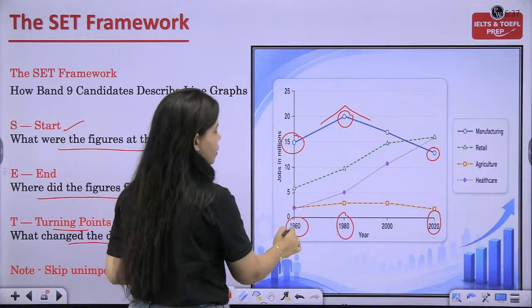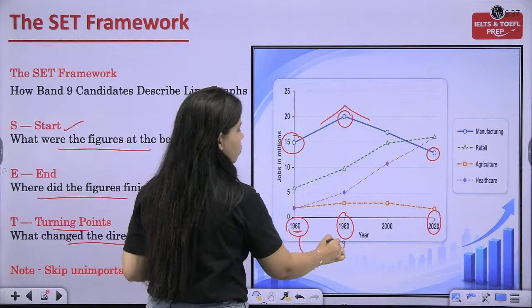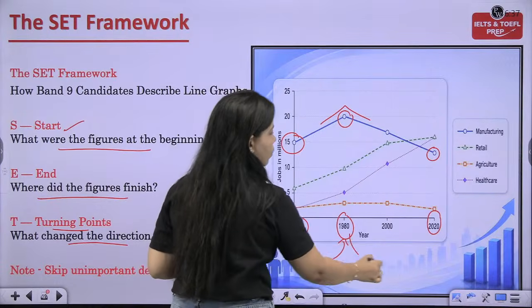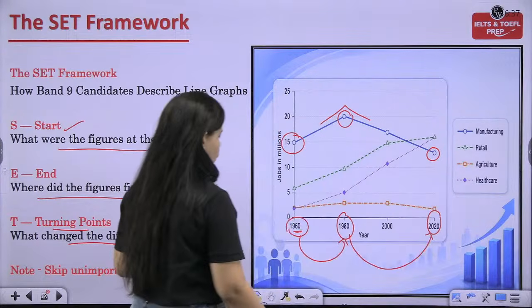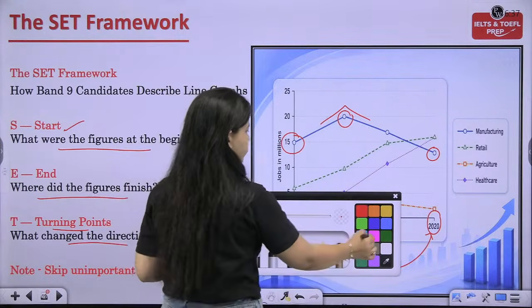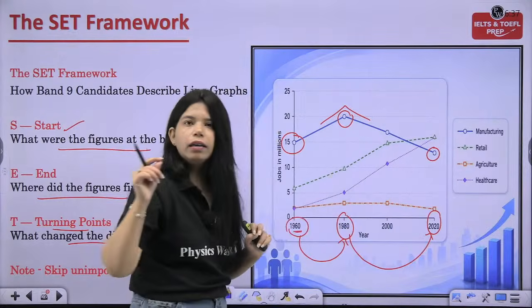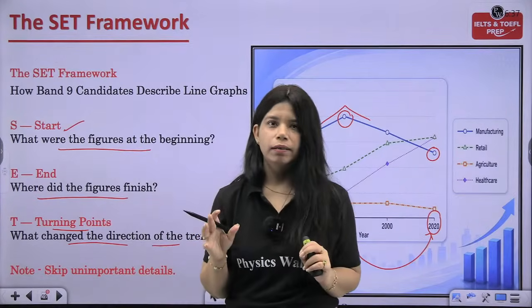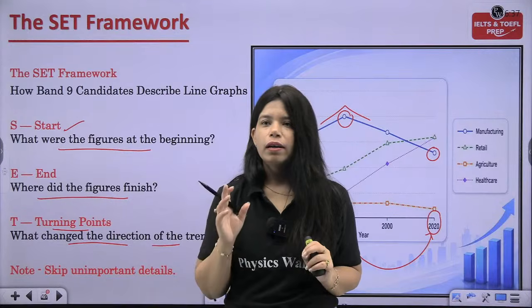That means we will start with 1960, we will move to 1980 and we will end at 2020. Which year will we miss? Which year should not be written in our report? Tell me.